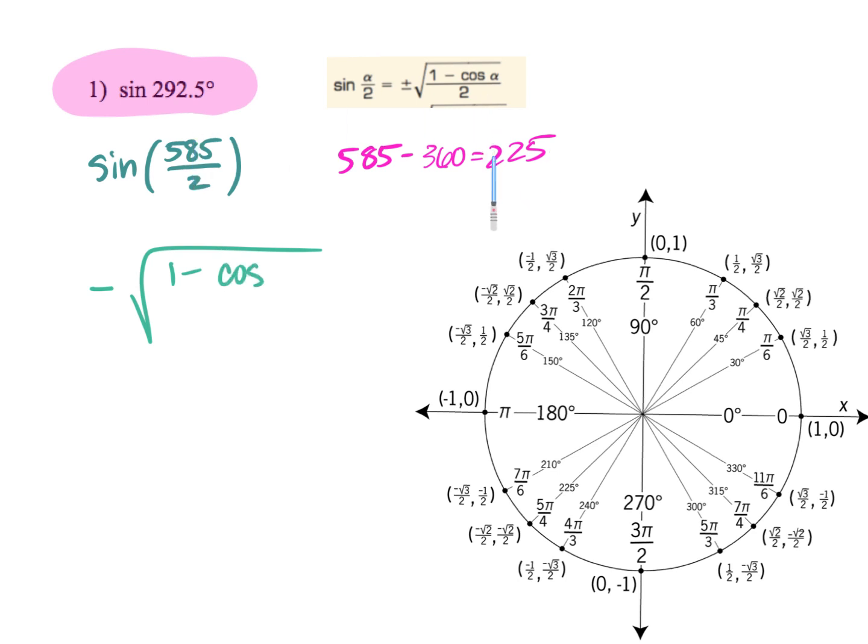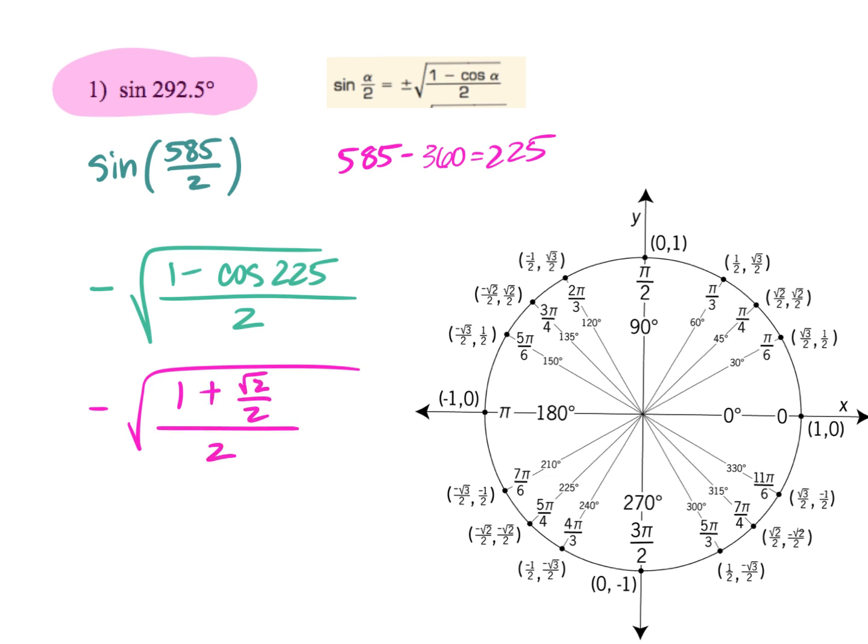So now I'm going to do 1 minus the cosine. Instead of writing my 585, just like you said, that's the same as 225, so I'm going to put that in there. Now we're used to this. Cosine at 225 is negative root 2 over 2. Do you agree that at 225 degrees the cosine is negative root 2 over 2? So what am I going to write right here? Plus root 2 over 2, all divided by 2.